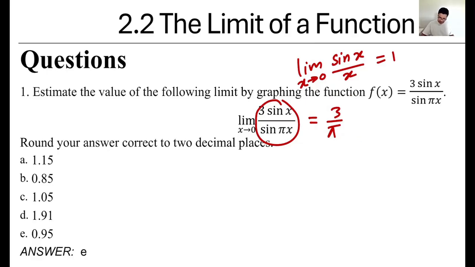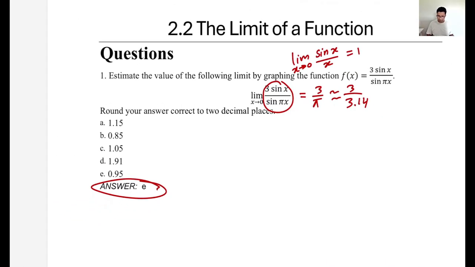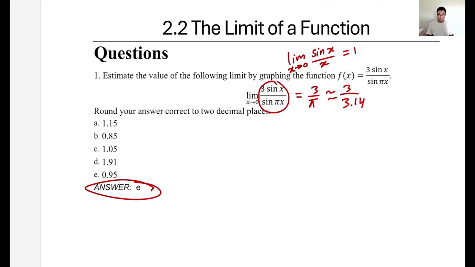Because how much is pi? 3.14 approximately. So that should be almost 0.95. And as it says here, the answer is E. Fine.